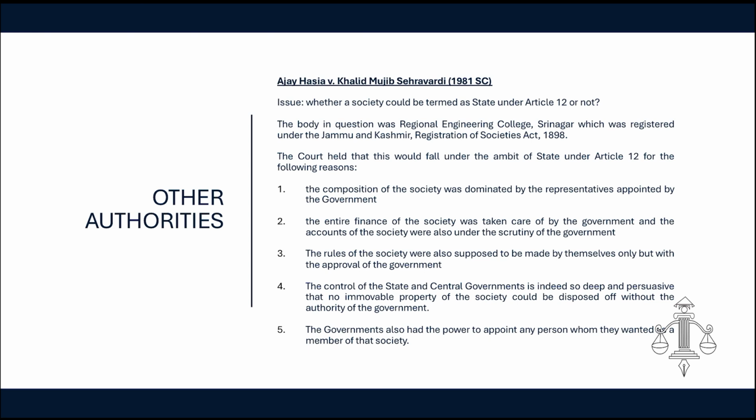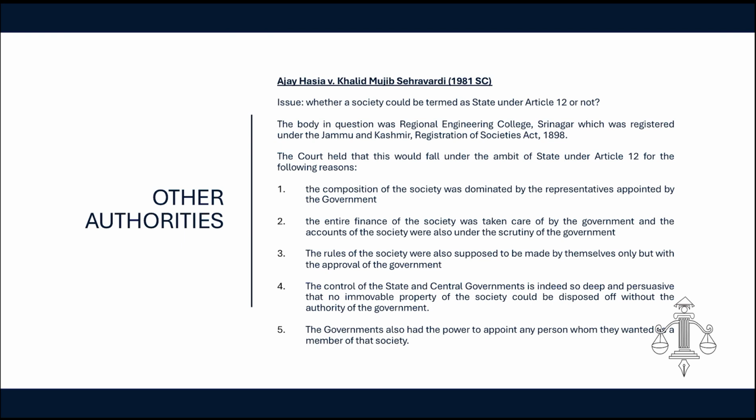were also under the scrutiny of the government. Third, the rules of the society were also supposed to be made by themselves only, but with the approval of the government. Fourth, the control of the state and central governments was indeed so deep and persuasive that no immovable property of the society could be disposed of without the authority of the government. And fifth, the governments also had the power to appoint any person whom they wanted as a member of the society. Hence, the court held that this society is an instrumentality of the state, and therefore it can be termed as state under Article 12.